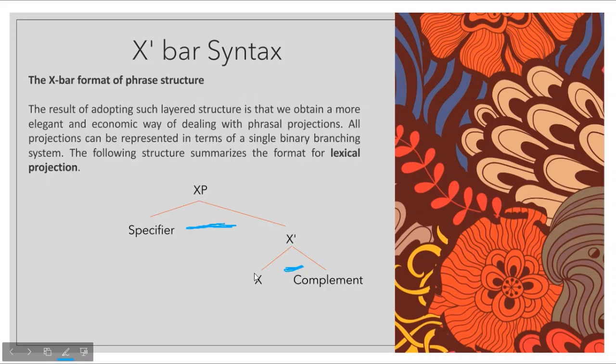This is what we said here: that this specifier is the sister of X bar, and the head, which is X here, is the sister of the complement, meaning the complement and the head are joined by the same node, and the X bar and the specifier are joined by the same node. This is the maximal projection, this is the intermediate projection, and this is the head. I hope it's clearer for you now what X bar is and how we draw the tree of an X bar.